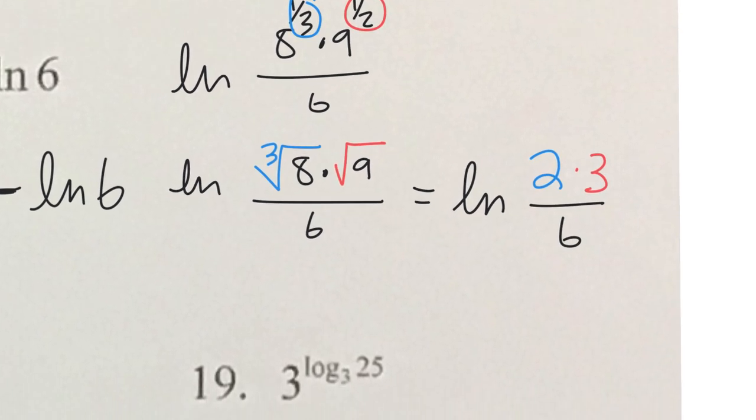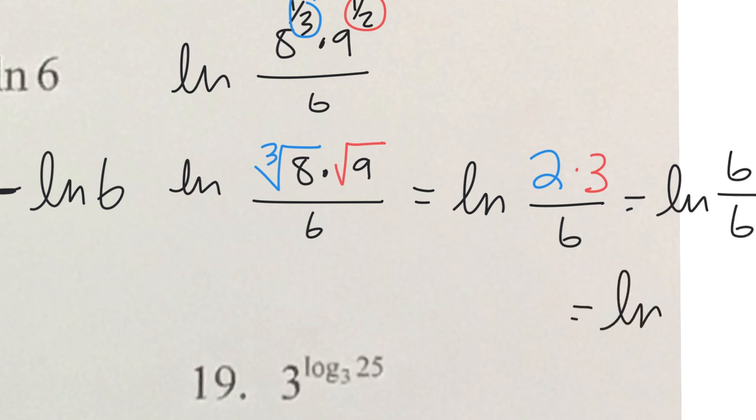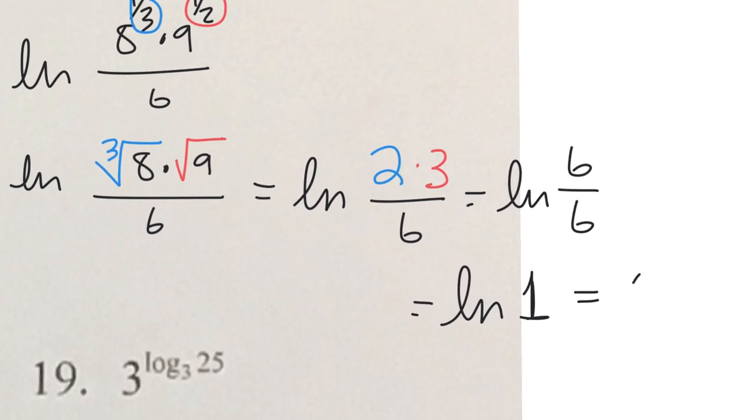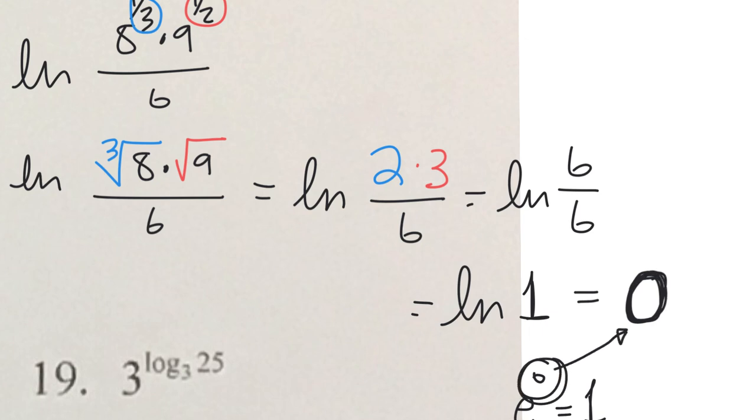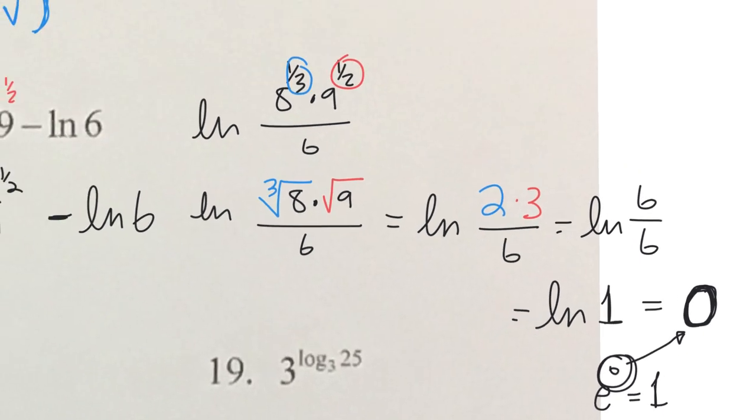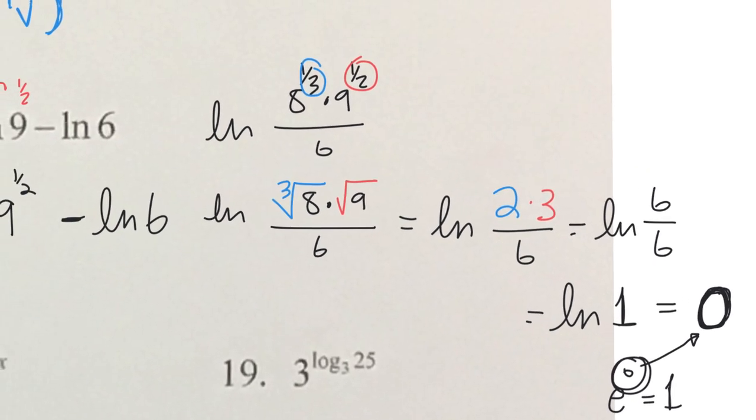2 times 3 is 6. 6 divided by 6 is 1. The natural log of 1 is what? 0. The natural log of 1 is 0 because e to the 0 equals 1, right? The answer to a log is an exponent, so this answer is 0. Okay, that's why this one's kind of cute, because you can actually evaluate these numbers, right? We're taking the cube root of a number rather than an x or a y or a z.